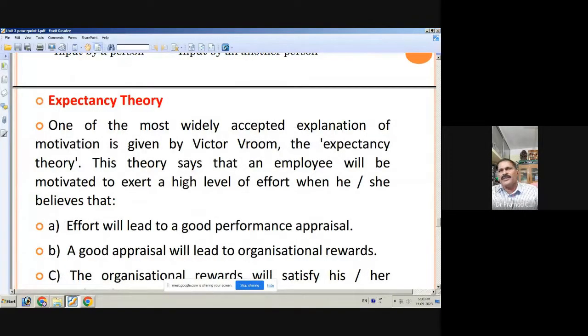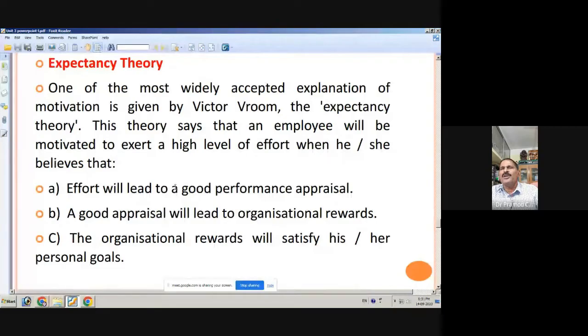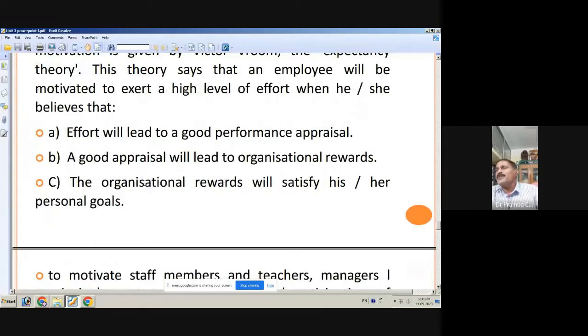Another is expectancy theory. This theory says that an employee will be motivated to exert a high level of effort when he believes that effort will lead to a good performance appraisal. Expectancy means our expectation. Everybody expects that he will do certain good things, and his efforts will lead to a good performance appraisal. Appraisal is nothing but a judgment about value. A good appraisal, meaning a value judgment, will lead to organizational rewards.